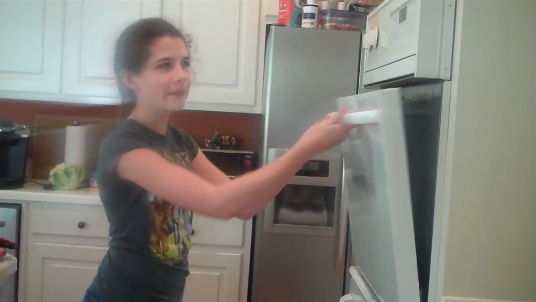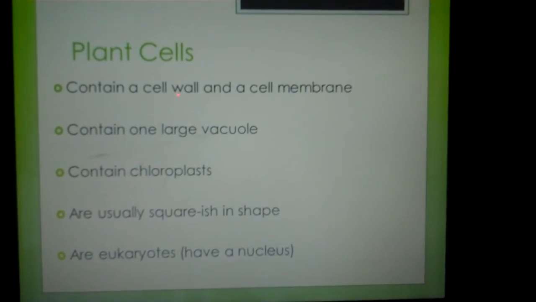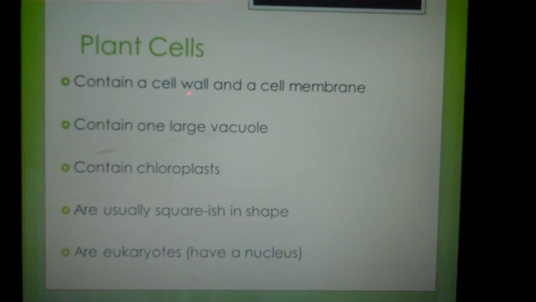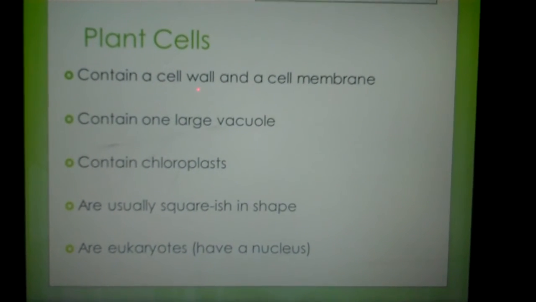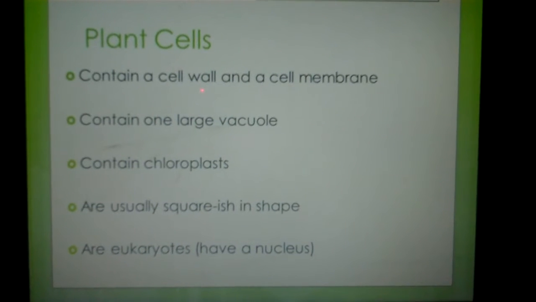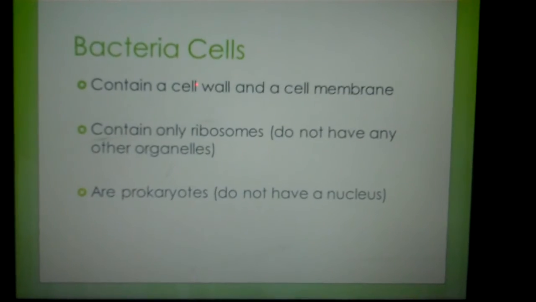Now, solidify your mixture. In the meantime, let's learn about different types of cells: plant and bacteria cells. Plant cells contain a cell wall and a cell membrane. They contain one large vacuole and multiple chloroplasts. They are usually squarish in shape and are eukaryotes, which means they have a nucleus.